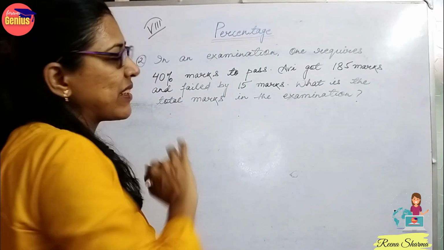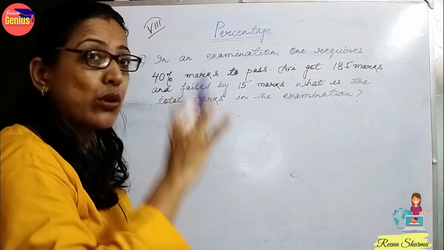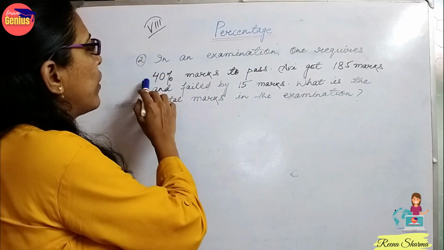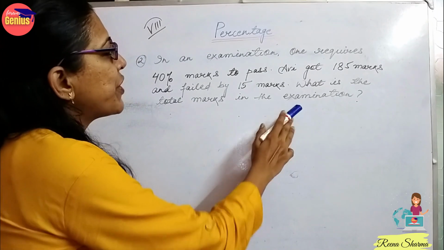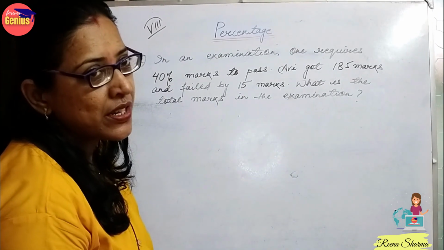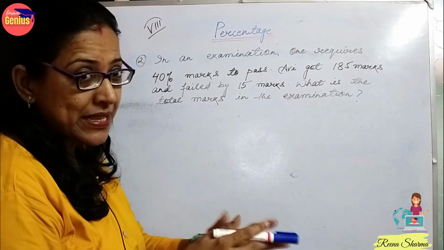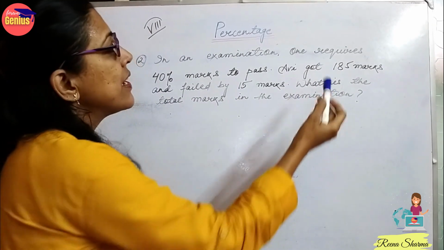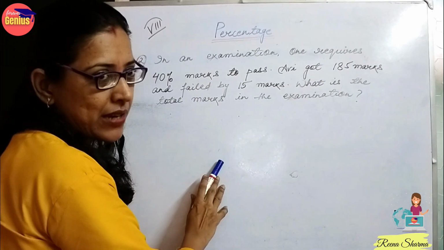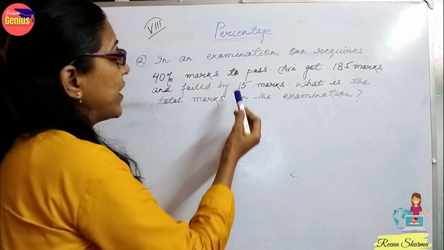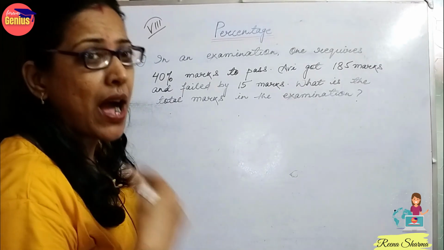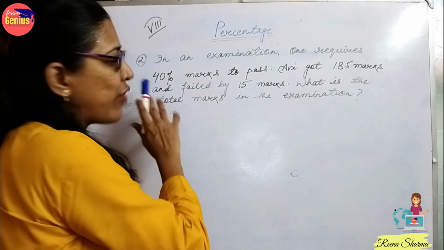So in an examination one requires 40% marks to pass. We got 185 marks and failed by 15 marks. Meaning, after getting 185 marks also, the boy failed by 15 marks, it was less than 40%. What is the total marks in the examination? How are we supposed to do it? We don't know what 40% of the marks is, and we don't know the total marks. So confusing. But see, there are two hints given to us. One is he got 185 marks but still failed by 15 marks.